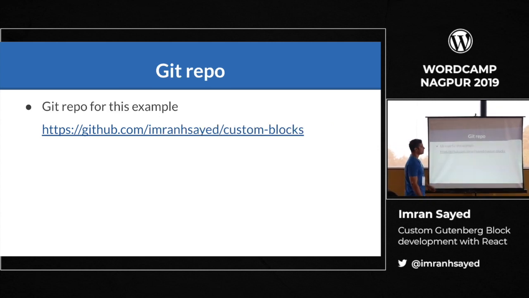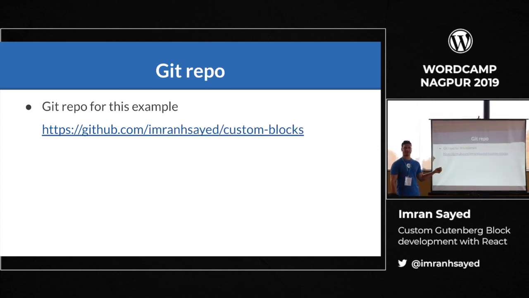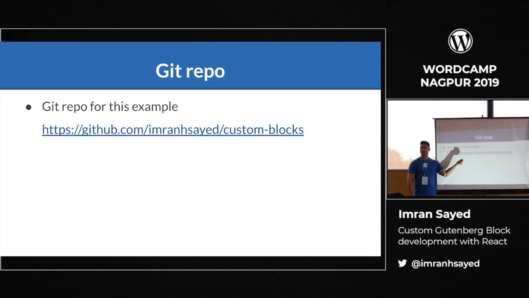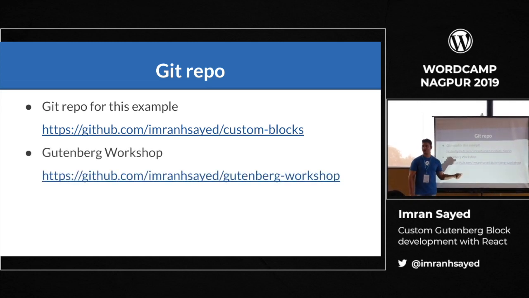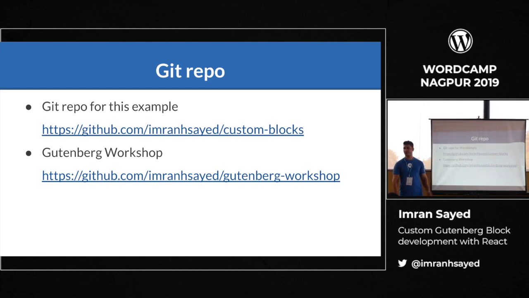If you want to see the code for what I've explained over here, you can go to GitHub, manage-custom-blocks, and you will find this code. If you want more blocks, there is also a Gutenberg workshop that I've created. You can find more information here.